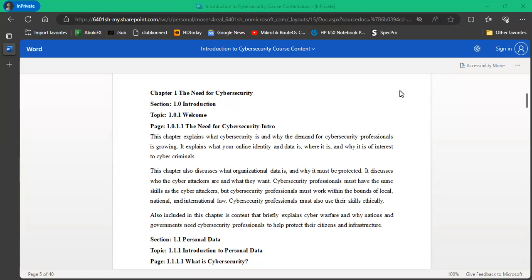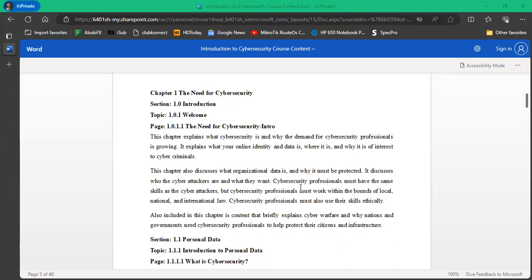From chapter one, the need for cybersecurity. These chapters explain what cybersecurity is and why the demand for cybersecurity professionals is growing. It also explains what your online identity and data is, where it is, and why it is of interest to cyber criminals. Also, we discuss what organizational data is and why it must be protected. It also discusses who the cyber attackers are and what they want.